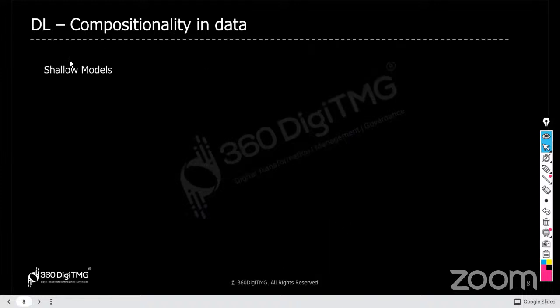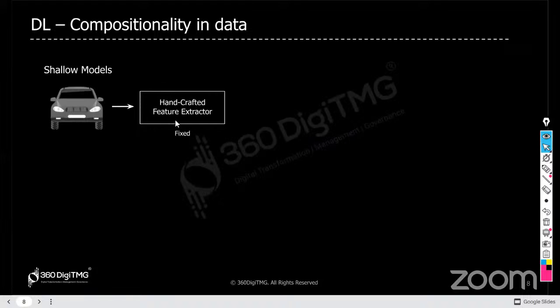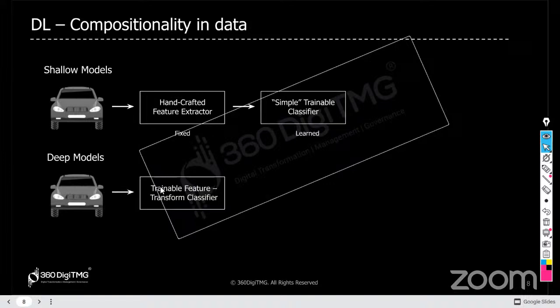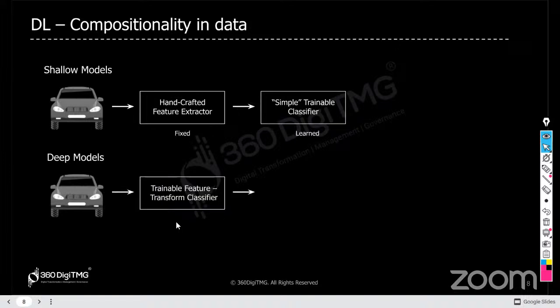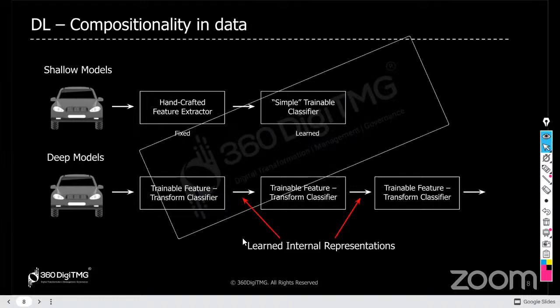Shallow models are nothing but the traditional machine learning algorithms, where we handcraft the features. When we apply deep learning or deep models, the features are automatically extracted. This is called representation. These are the basics that you have to understand. Now, what is the next thing?